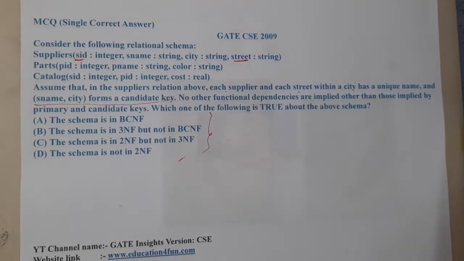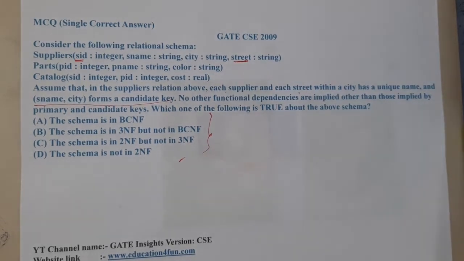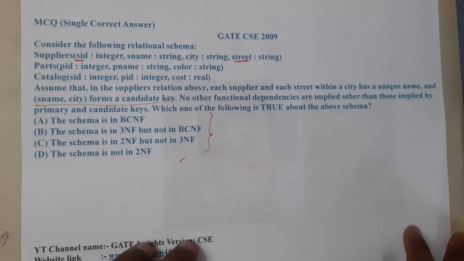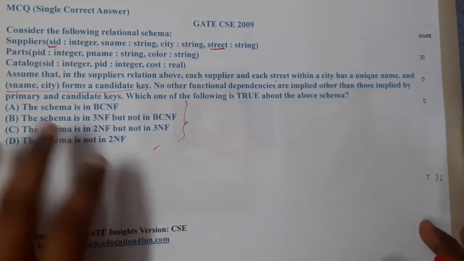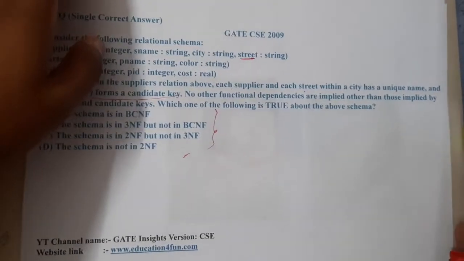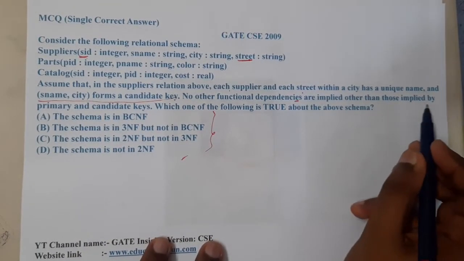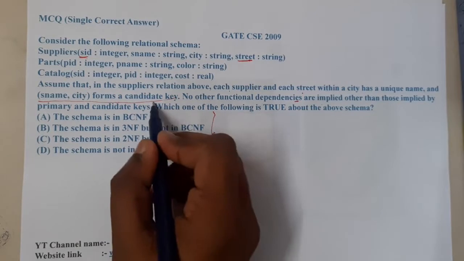Okay, so when we think of this, they gave the answer in the question itself, directly. So this is an easy question, right? They clearly told that name comma city is a candidate key. And they clearly told that no other functional dependencies are implied other than those implied by the primary key and candidate key.